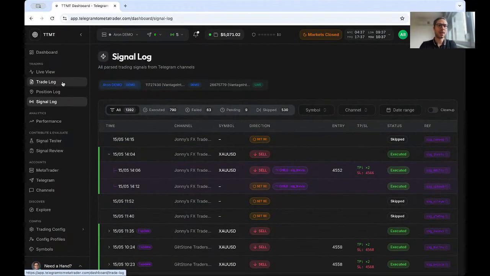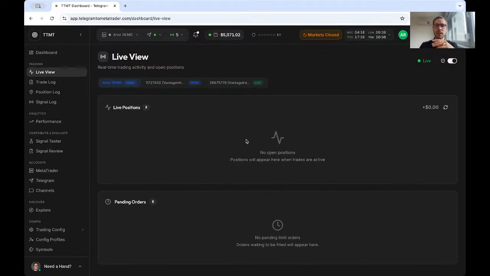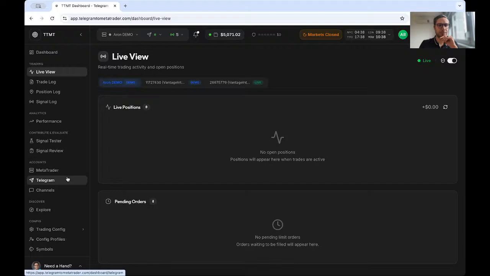All right, what else we have here? We have a live view, which I won't be able to show you right now because markets are closed. But once a trade is executed, all the positions are shown here in real time. You can set break-even manually. You can close unique positions from a specific trade. But most importantly, you can watch what happens in your account right here.